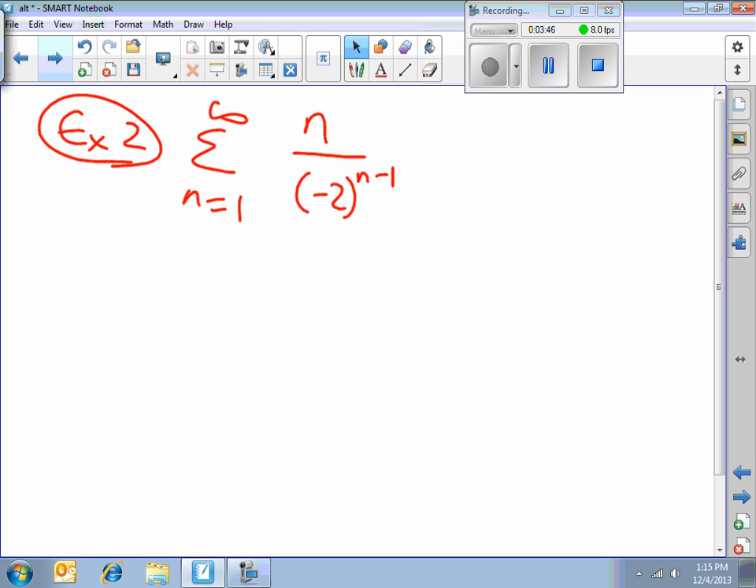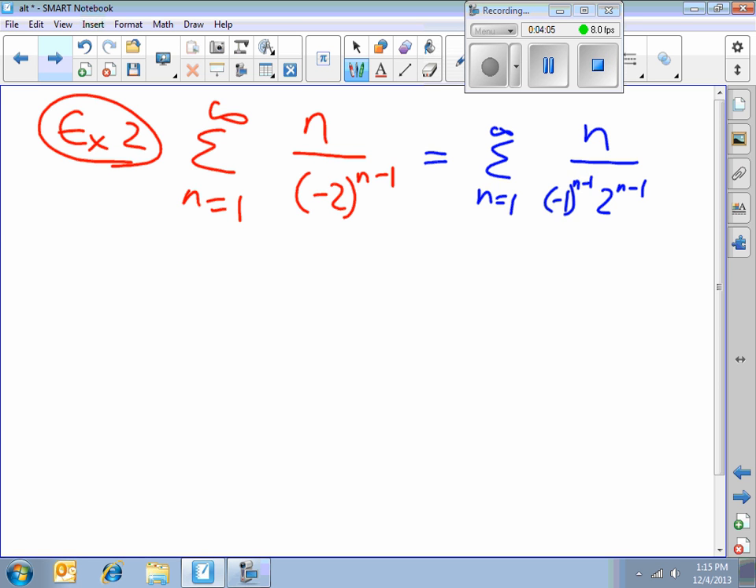All right, let's look at another example. Maybe it's not as easy to see that this is alternating. Now it's -2 to the n minus 1. I'm going to do this a little differently than the book approaches it, but the end result is the same. I'm going to rewrite this as n over 2 to the n minus 1, and I'm going to pull out that -1 and also make it alternate, n minus 1. So this is the same value as the bottom there. I just took it as two different ones.